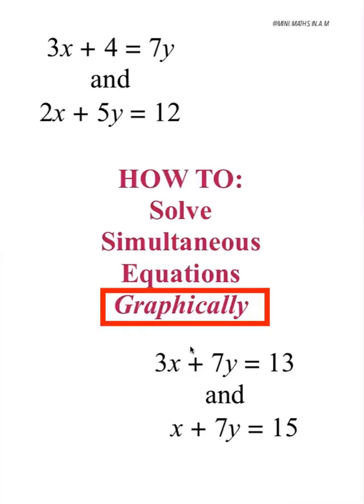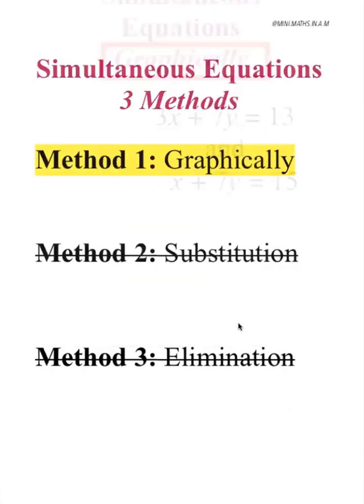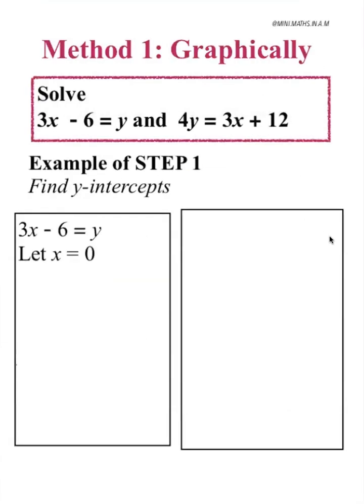Okay, this is a video on how to solve simultaneous equations in the graphical method. That's by drawing a graph. There are 3 different ways to solve simultaneous equations, and this video is just focusing on graphically. So first step, we have these 2 equations. We have 3x minus 6 equals y, and 4y equals 3x plus 12.